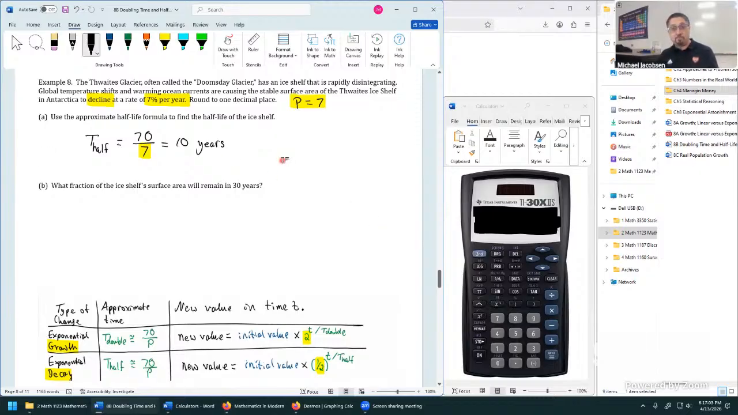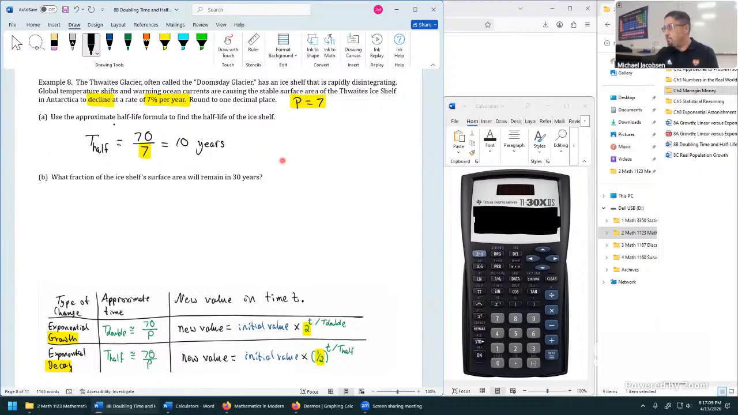Any questions at all, folks, with getting that approximate half-life? I should put an approximate symbol right here, but any questions so far?